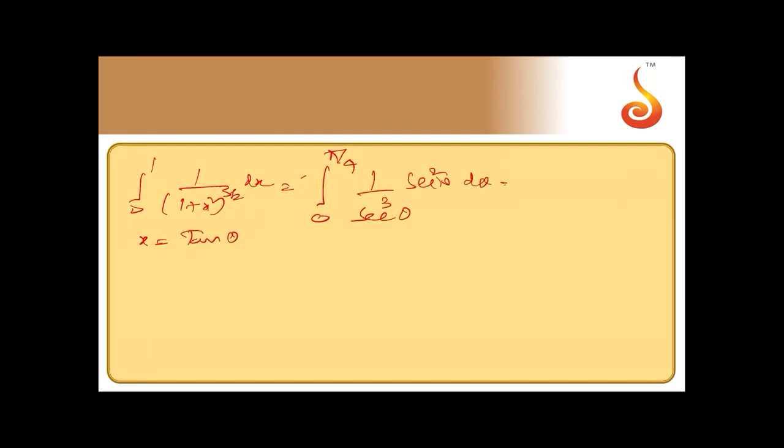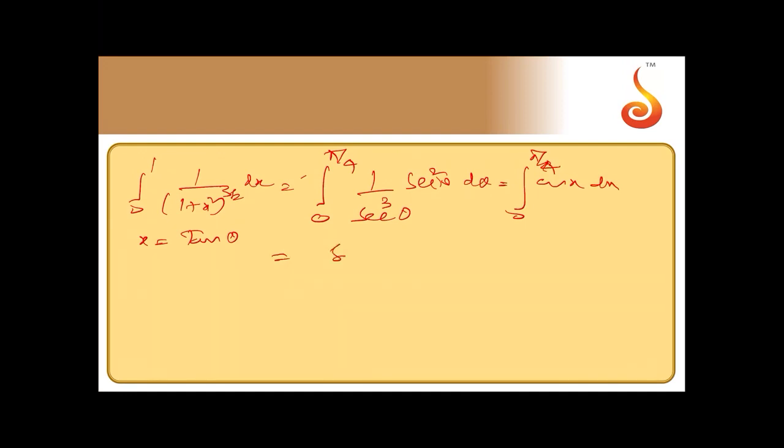Coming to the next one, integral 0 to 1, 1 plus x square power 3 by 2. So integral 0 to 1, 1 by 1 plus x square power 3 by 2 dx. Why don't you substitute x is equal to tan theta? So secant square theta d theta, limits 0 to pi by 4, you get it. Tan pi by 4 is 1, divided by secant cube theta multiplied by secant square theta d theta, therefore cos theta. So therefore cos integration 0 to pi by 4.